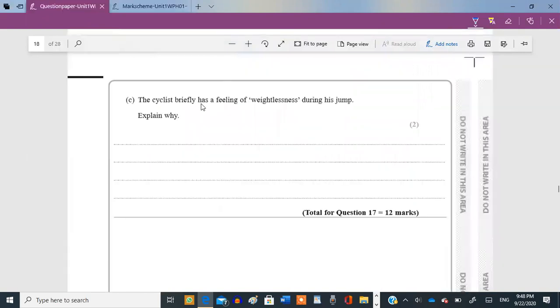Part C says, explain briefly why the cyclist briefly has a feeling of weightlessness during this jump. Explain why. Why do we get weightlessness? Well, weightlessness always occurs when the acceleration becomes equal to 9.81, or when the person is in free fall motion.